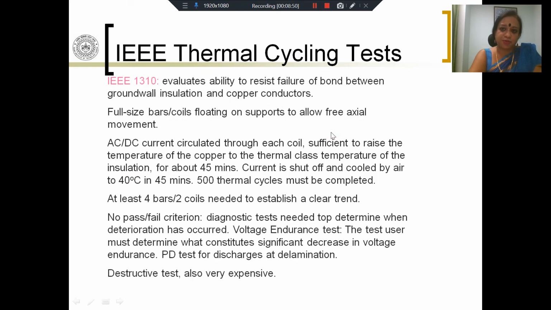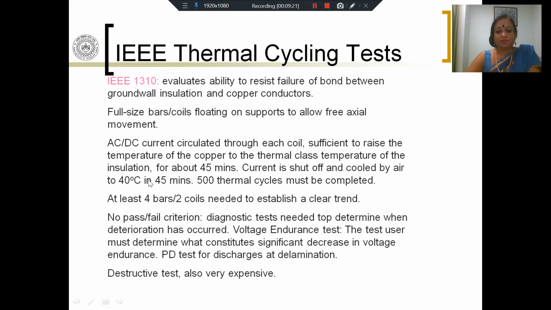So there are IEEE thermal cycling tests. For example, IEEE 1310 evaluates the ability to resist failure of the bond between ground wall insulation and copper conductors. Then AC/DC current, so you can have full-size bars or coils floating on supports so that axial movement can be simulated. Then AC/DC current is circulated through each coil such that the temperature of the copper rises to the thermal class temperature of the insulation.